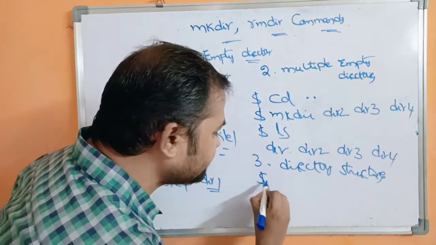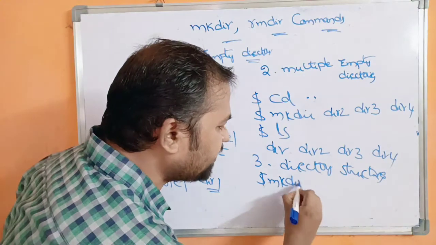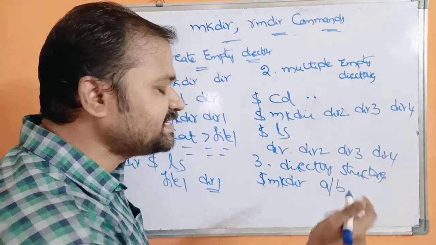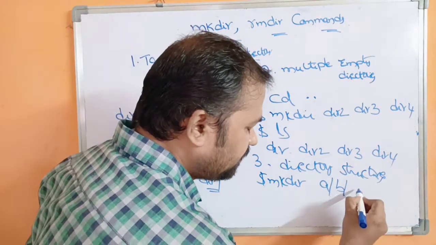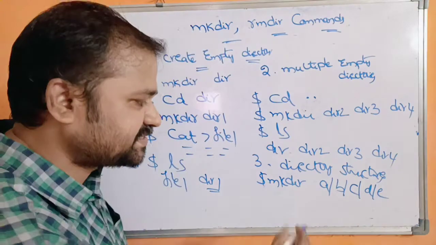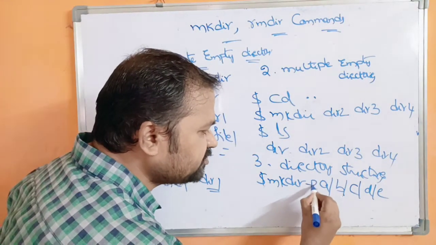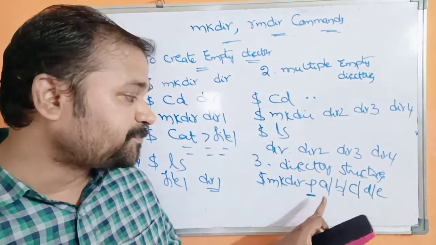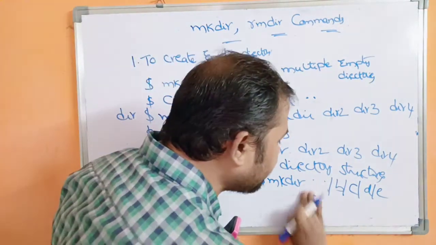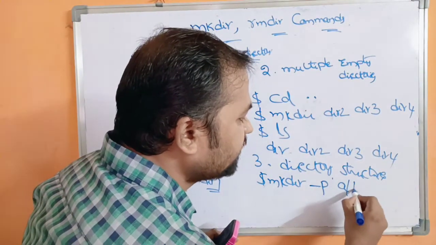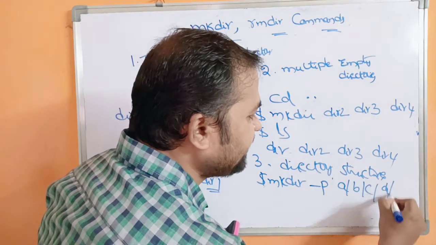For that, the syntax is very simple. mkdir, let the grandparent directory be a. Next, let the parent directory be b. Next, let the child directory name be c. Likewise, we can create n number of directories. But for that, we have to use an option called -p. So mkdir space -p space a/b/c/d/e.